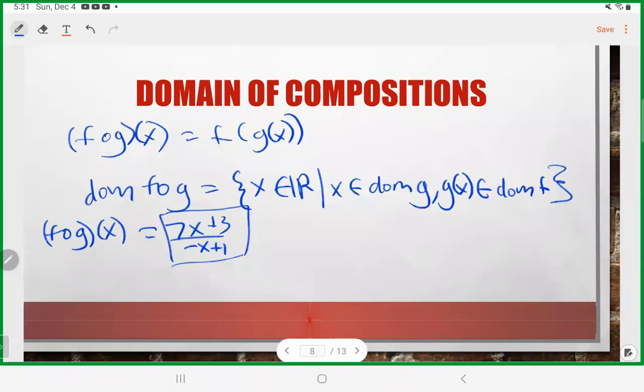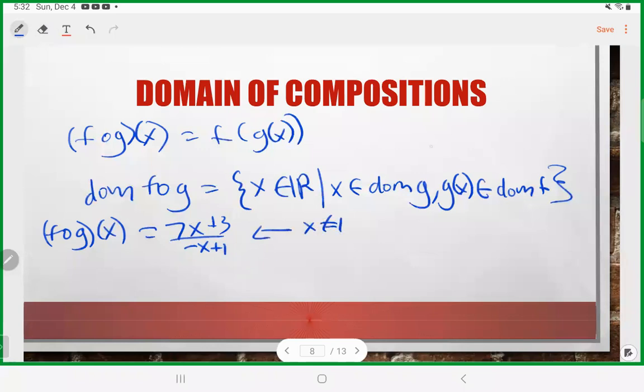The denominator can't be 0, right? So what can x not be? 1. Very good. It cannot be 1, because then negative 1 plus 1 is equal to 0, and that's undefined, right? So looking directly at this, x cannot be equal to 1. That's the domain of this specific fraction.